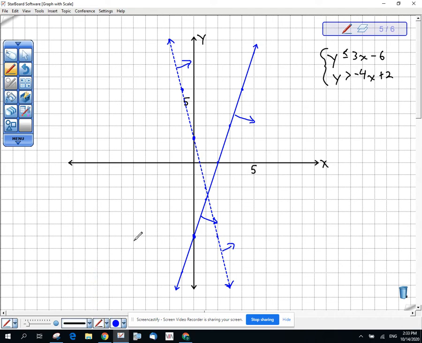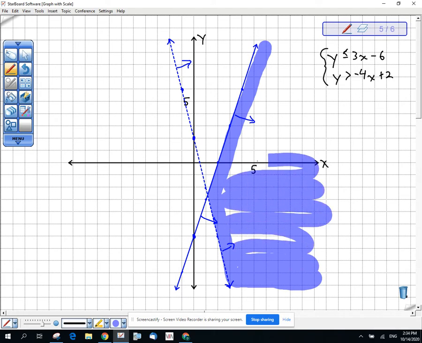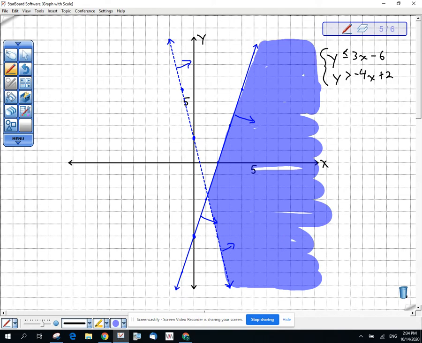So shade, shading like this. Or in some way make a clear indication where your solution set is. So this is all of this right in here. Sometimes I get a little carried away with my coloring. Okay, so that's the second example there.